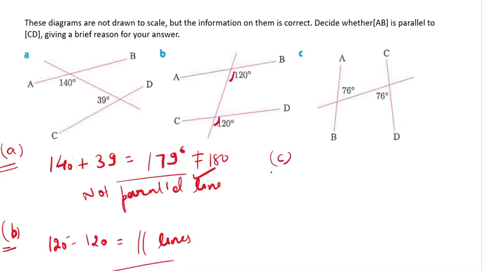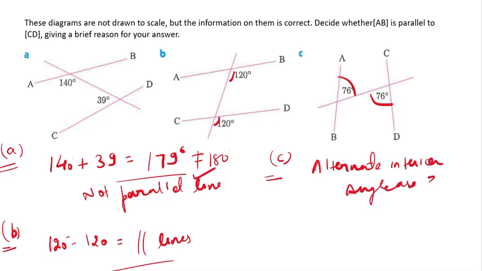In the C part, the relation: 76 degree and 76 degree are equal. They are the alternate interior angle, and the alternate interior angles are equal in this, so they are parallel lines.